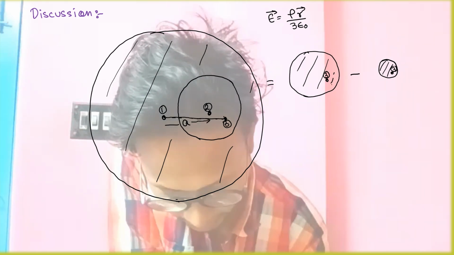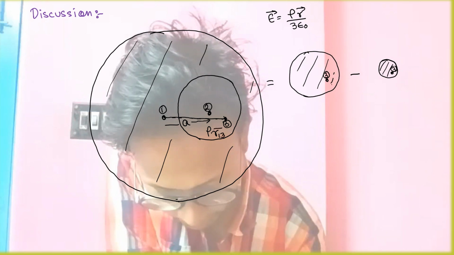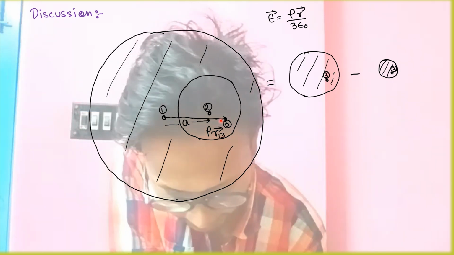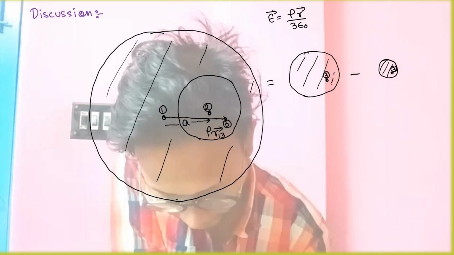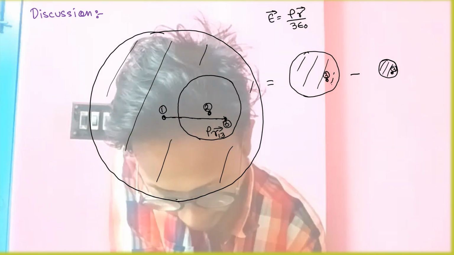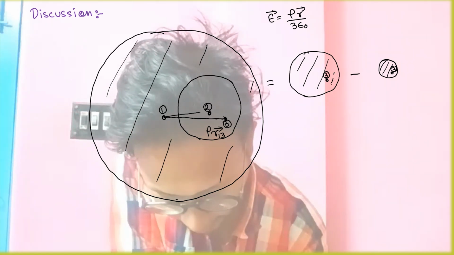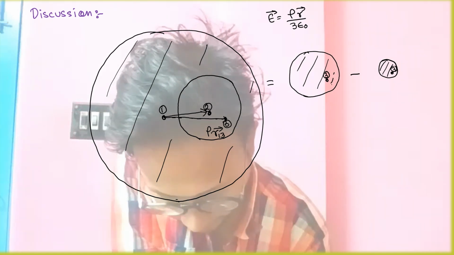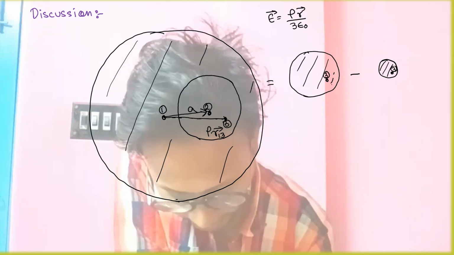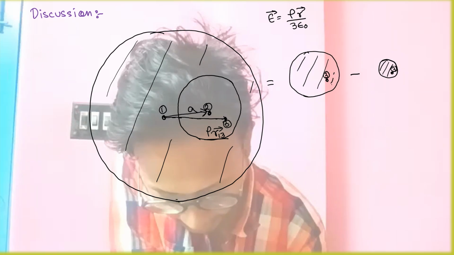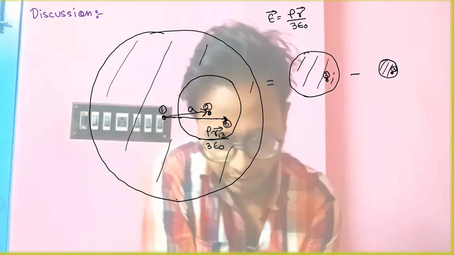Rho r13. r13 is nothing but this radius vector. Okay, let me erase the a. A is nothing but the radius vector from 1 to 2. This radius vector is a. And 1 to 3 is nothing but r13. Rho r13 by 3 epsilon naught, isn't it? This is the electric field due to the completed sphere.